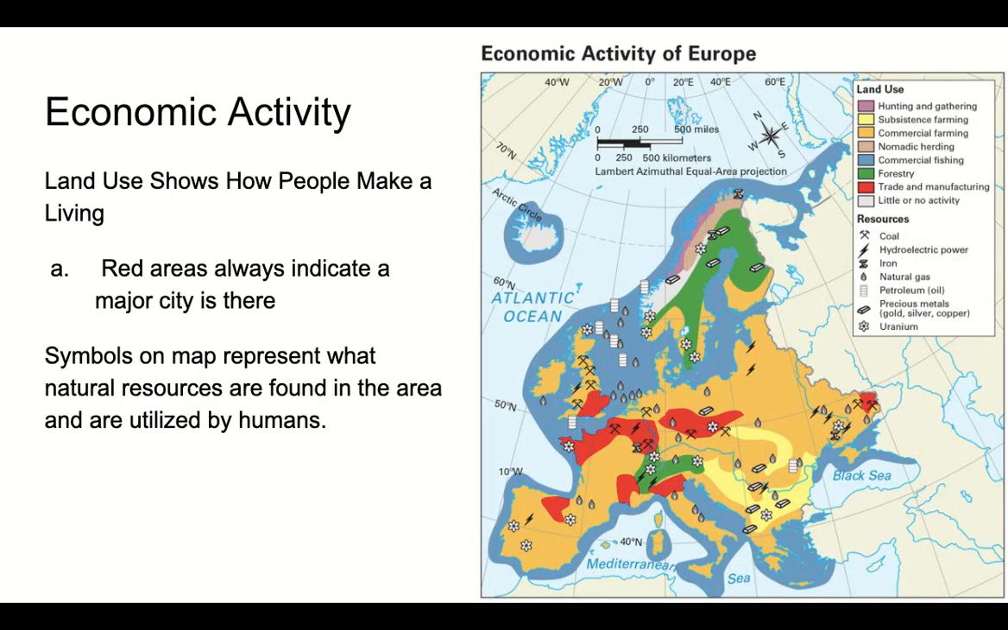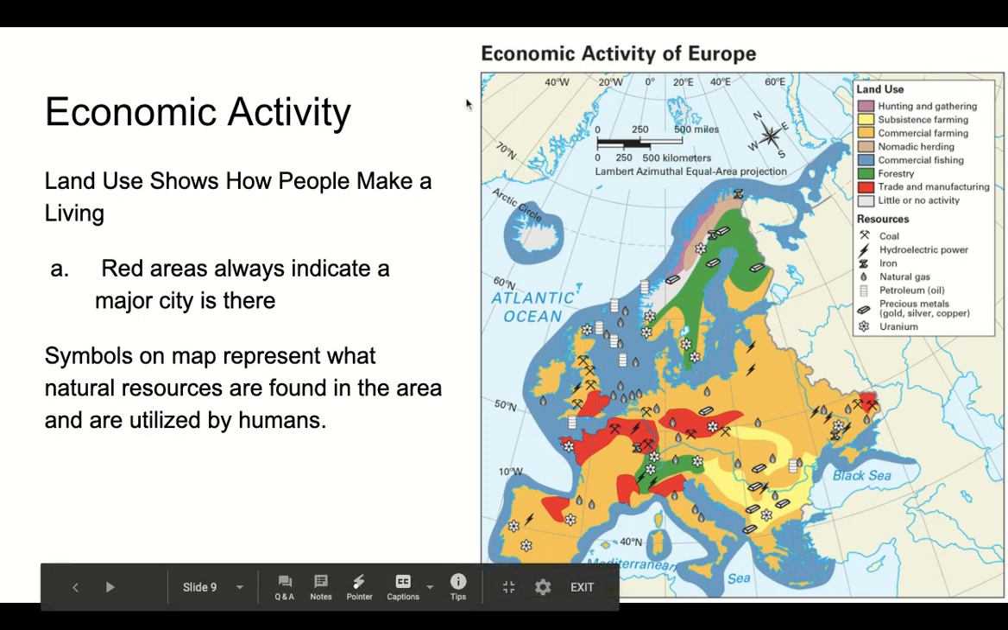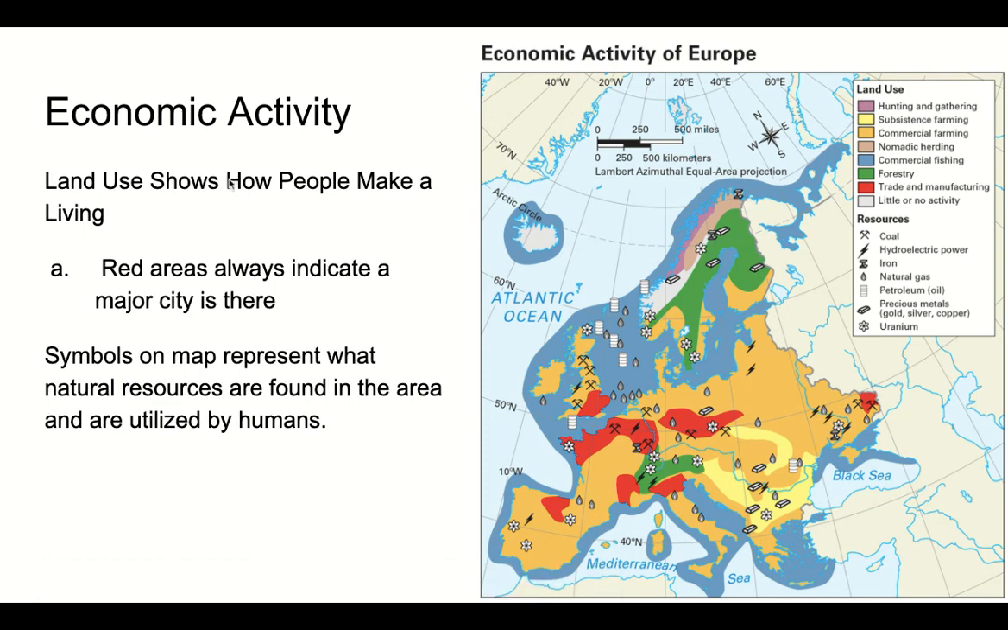And then finally, our last map will be on economic activity. It shows you the land use, how people make a living. So what do they do in this land? Basically here, like hunting and gathering, you have some over here in this part. Those tend to be areas where there's not many people living there. It tends to be very isolated areas of the country.